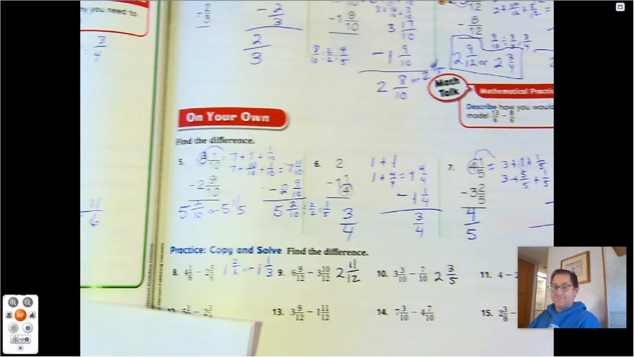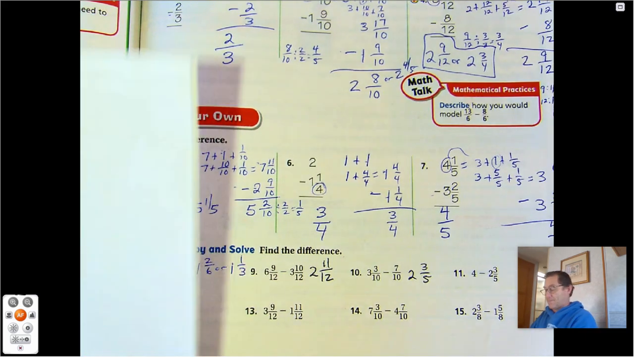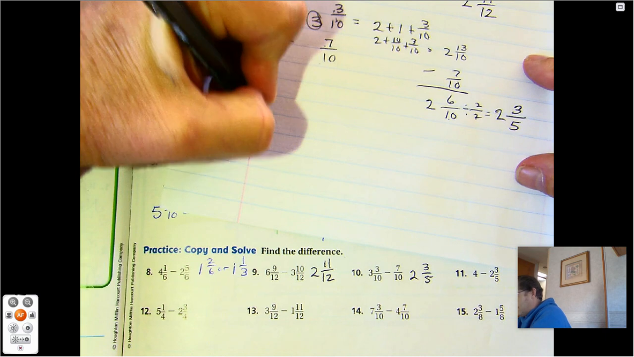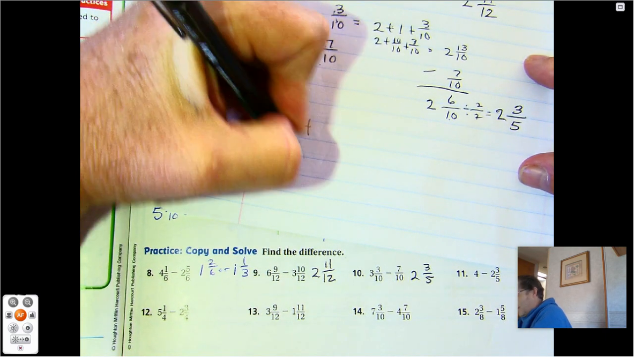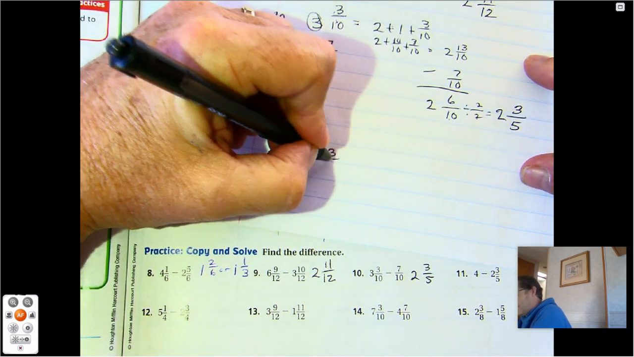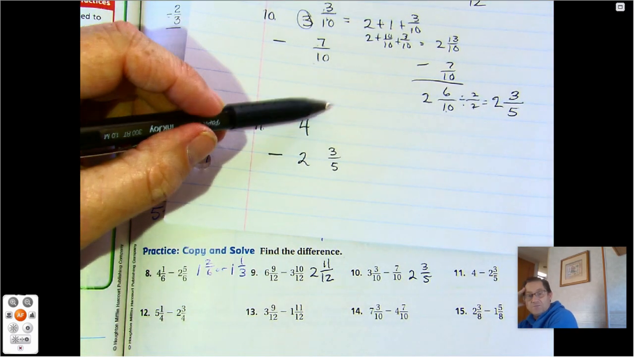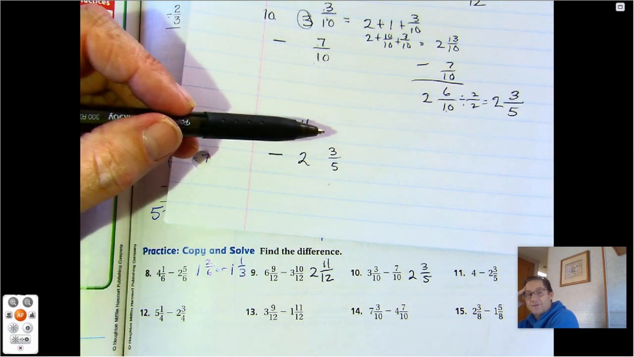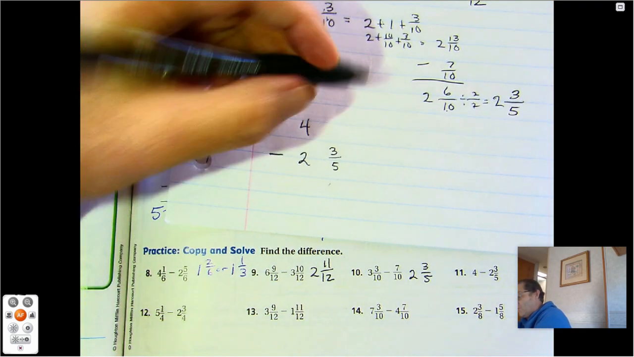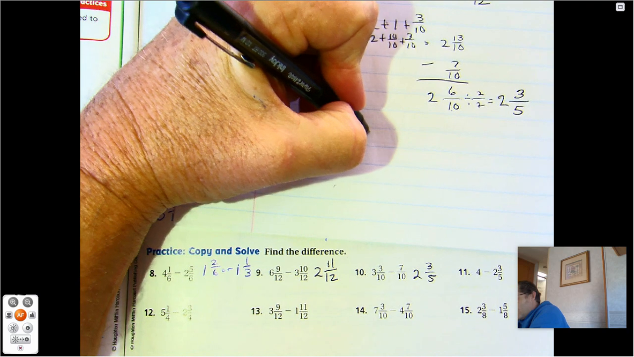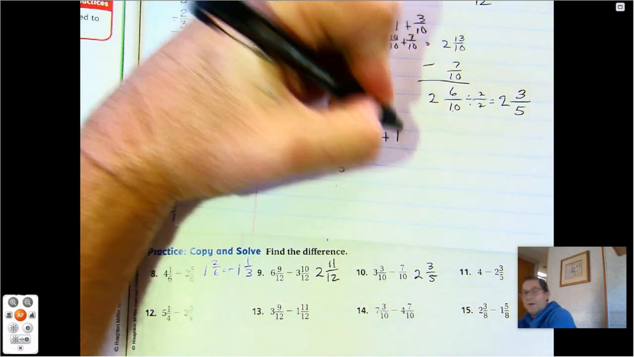All right, number 11. 4 take away 2 and 3/5. Well, right now I don't have any fraction parts to take away the 3/5. So I have to rename the 4. I'm going to rename the 4 as 3 plus 1.